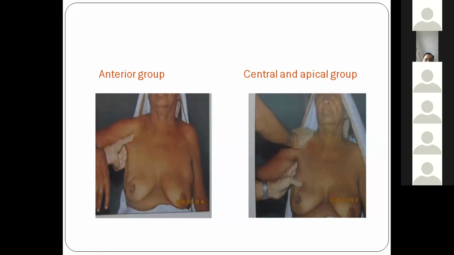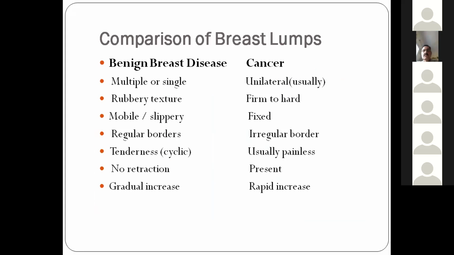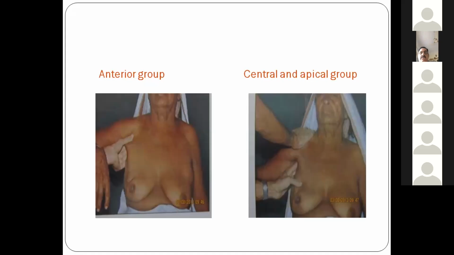And for the lateral group, you can use your other hand and feel it against the head of humerus on the opposite side, or you can examine the lateral group from standing behind the patient as well. After examining the axillary groups, you have to examine the supraclavicular fossa as well, the supraclavicular group of lymph nodes, on both sides, not only on the side where the patient has got the lump, the other side as well.